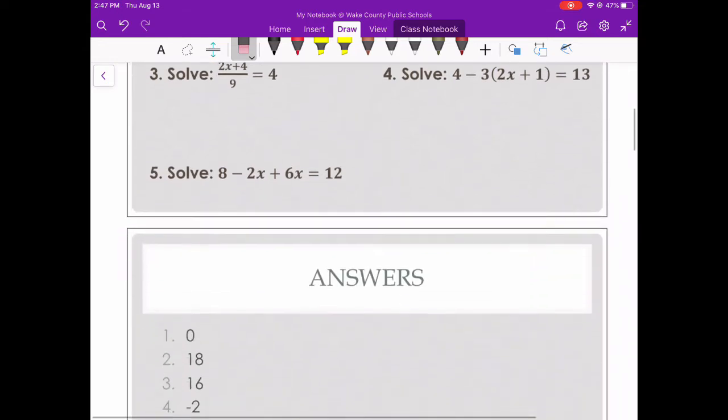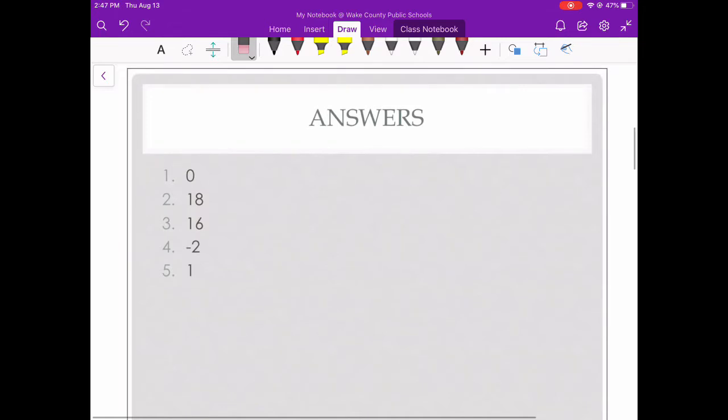Okay, I think everybody's had a chance to do that. Here's my answers. Make sure you got what I got. If not, this is something you want to talk to me about or talk to your teacher about, and make sure that you didn't make any small errors. Go back and retrace your steps.